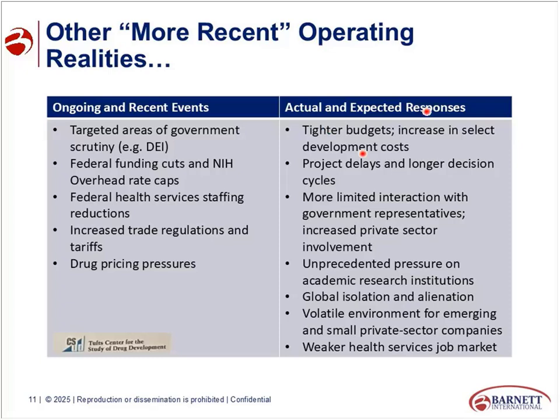Now, actual and expected responses here: we would like some tighter budgets and an increase in select development costs. And project delays, of course, are what's happening, and longer decision cycles. There have been some studies put on hold because we just don't know what direction things are going in and how much funding will be pulled back. More limited interaction with government representatives and increased private sector involvement. And there's unprecedented pressure on academic research institutions, as I mentioned, many of them losing very substantial grants and hence losing personnel along with the funding from those grants. Global isolation and alienation, and a volatile environment for emerging and small private sector companies. And then there's a weaker health services job market.